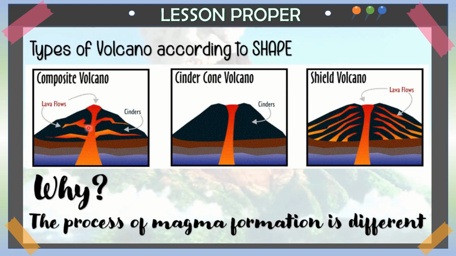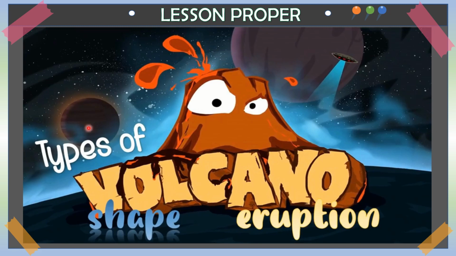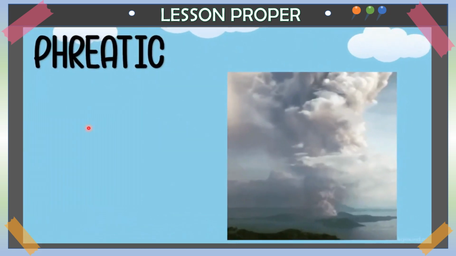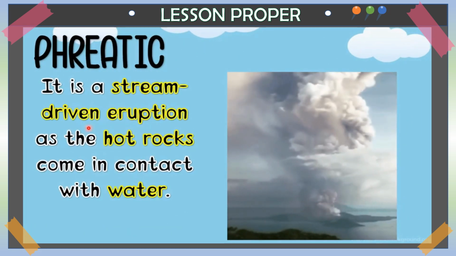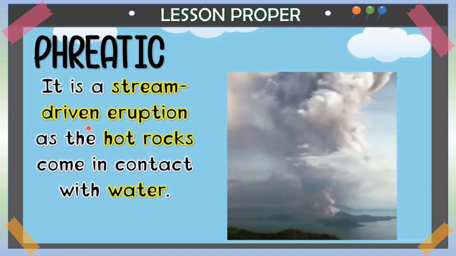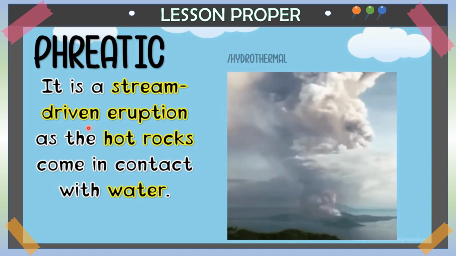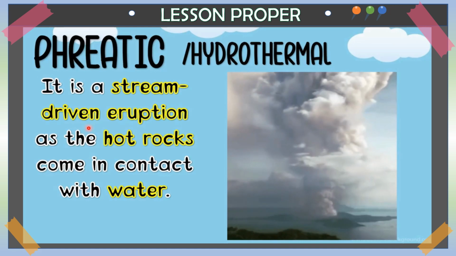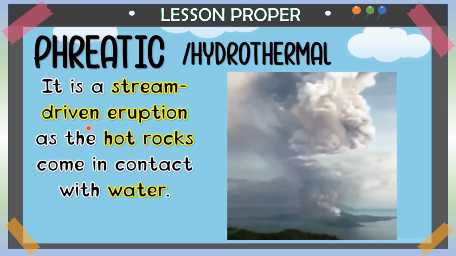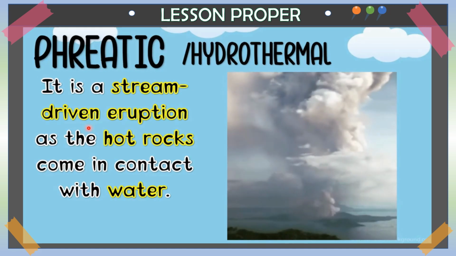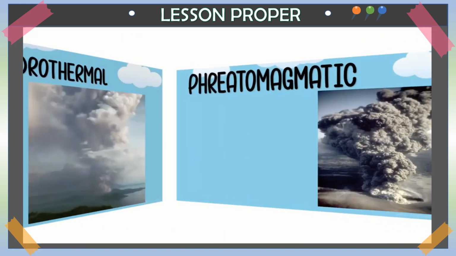Now, let us go to the different types of volcanic eruption, or the types of volcano according to eruption. The first one is phreatic. It is a steam-driven eruption, as the hot rocks come in contact with water. It is also known as hydrothermal. Phreatic eruption is the type of eruption that happened to Taal Volcano last January 12, 2020.